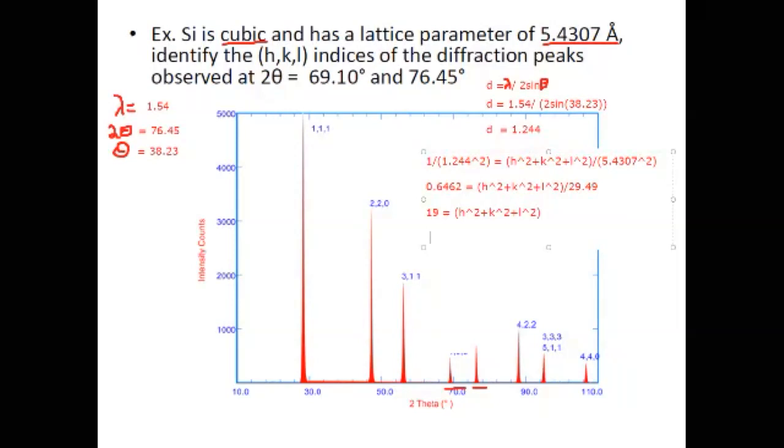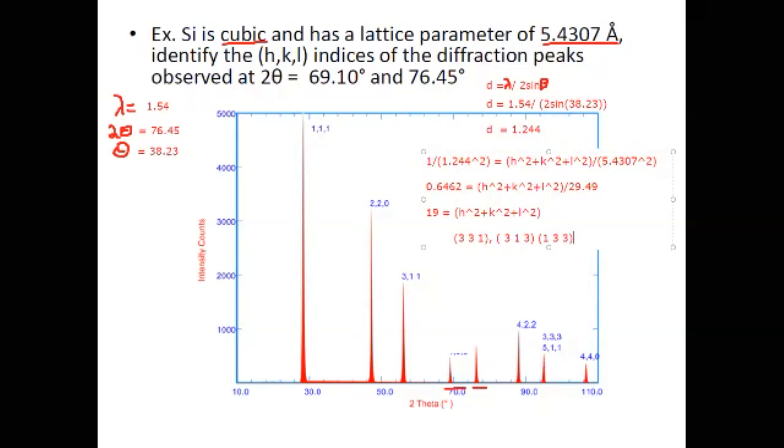So if H is 3, K is 3, L is 1, does that add up to 19? Let's see, 3 squared, that's 9, 9, and 1, that's 19. So this is probably either the 331, the 313, or the 133 reflection plane. So again, all of these are equivalent because it's a cubic system. They all have the same A, B, and C axes.